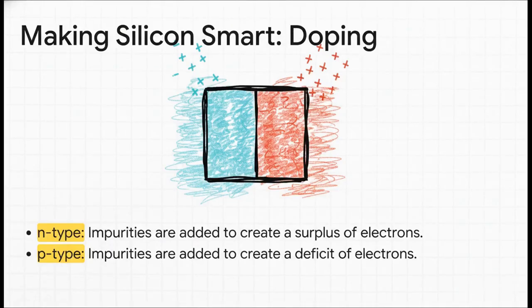This is where things get really clever. We take plain old silicon and we basically give it superpowers through a process called doping. We intentionally mix in tiny, tiny amounts of other elements. If we add one kind, we end up with a bunch of extra free-floating electrons. Since electrons are negative, we call this N-type silicon. And if we add a different kind of impurity, we create a shortage of electrons, leaving behind these little gaps that we call holes, and we call that P-type silicon.